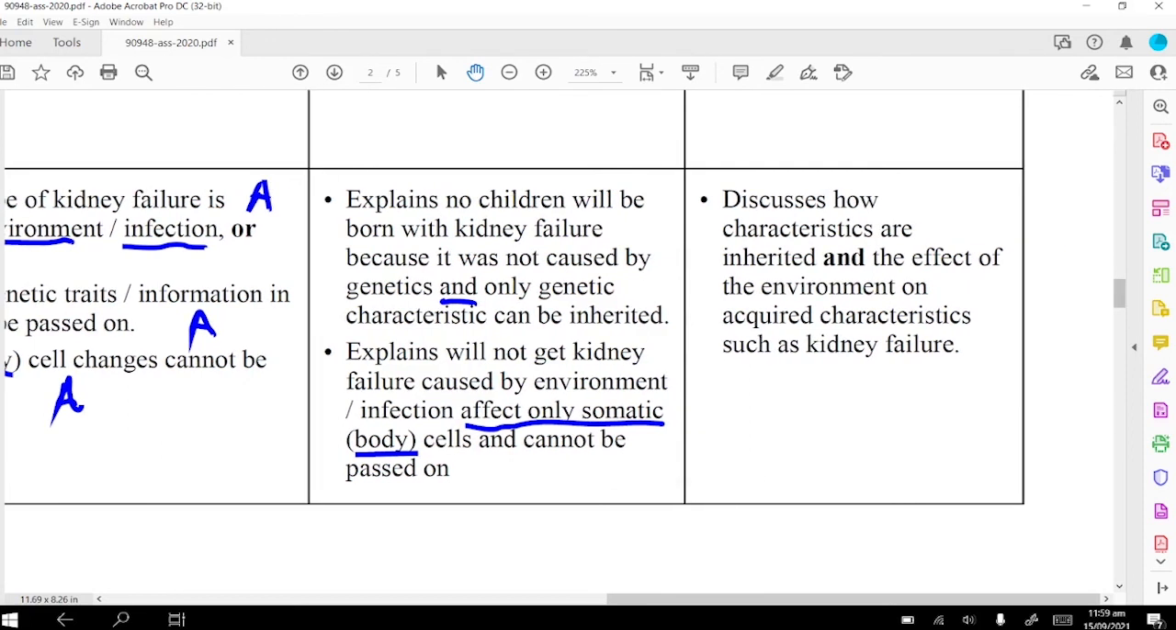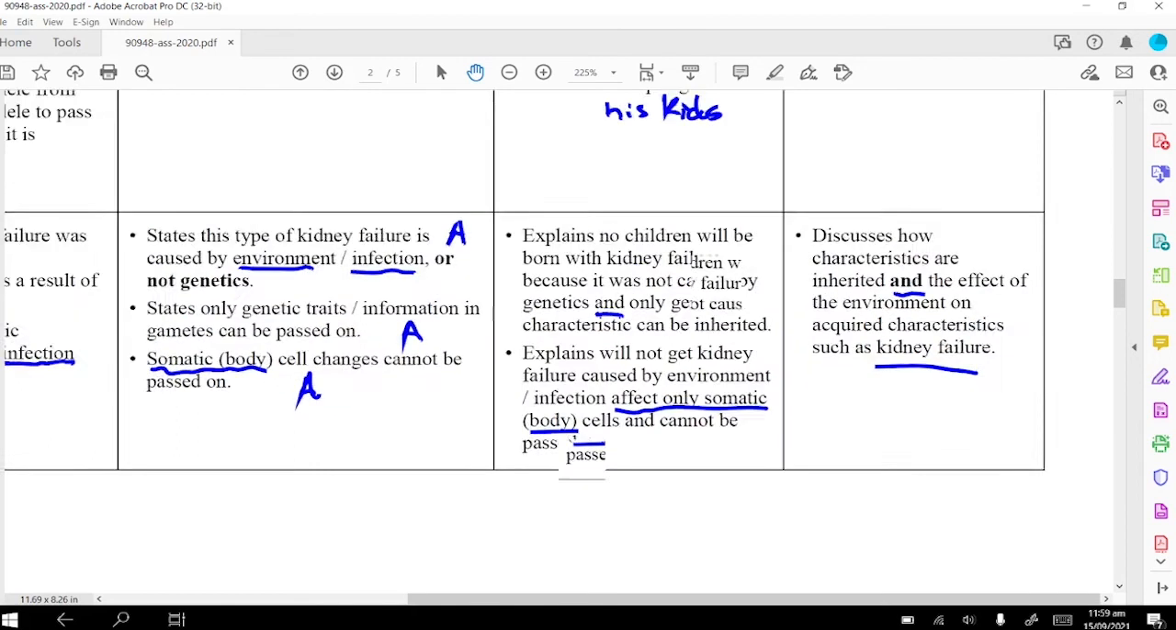Lastly, for an E, you discussed how the characteristics are inherited and the effect of the environment on acquired characteristics such as kidney failure. Again, a relatively easy E to get.